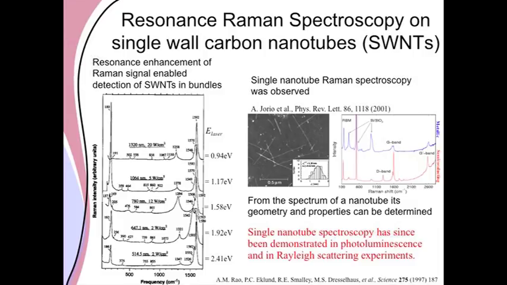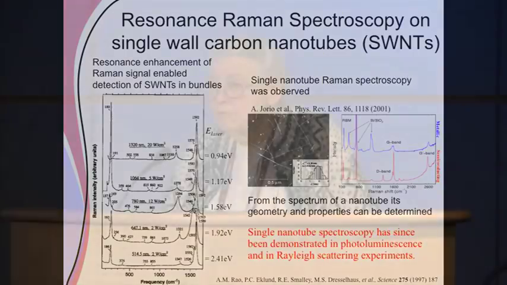And that indicates that we have a different nanotube that's in resonance with a different diameter, so therefore a different frequency. And then we can get the (n,m) values. So there are many ways now. There's Rayleigh scattering and other ways to determine (n,m).